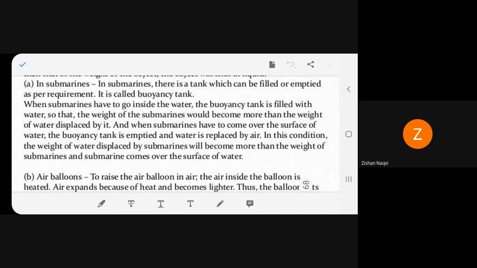So the weight of the submarine becomes heavy, so when submarines go inside the water. And when they want to come up, what do they do? They empty the tank. Yes, explain better, no problem.